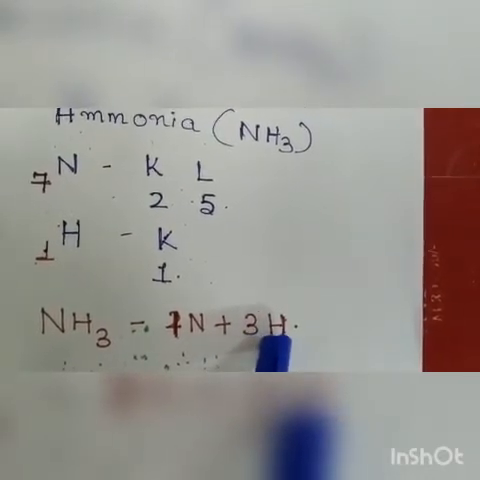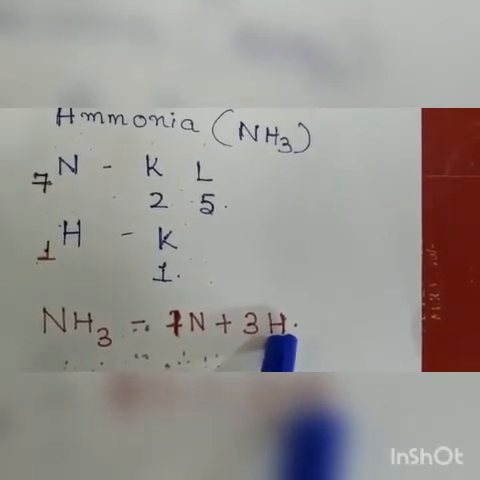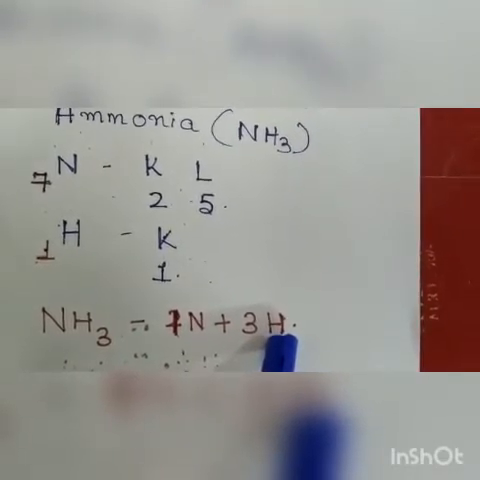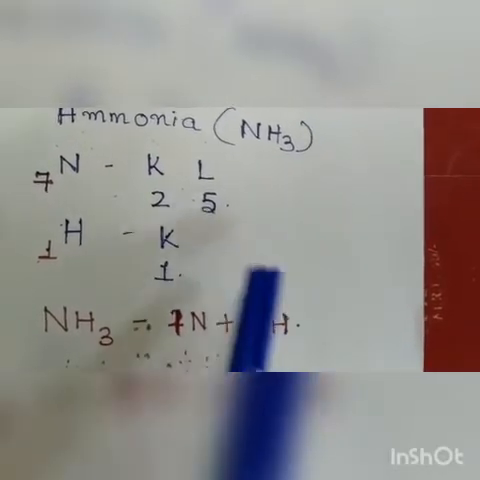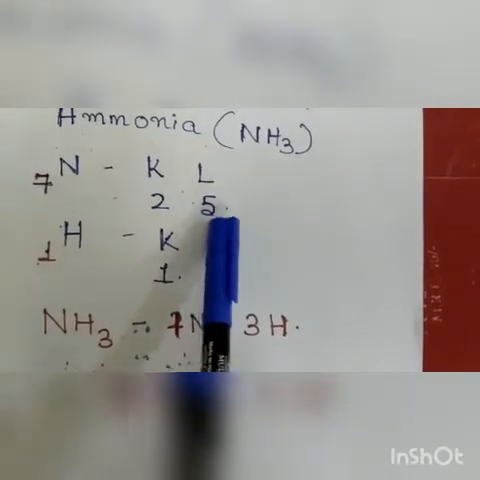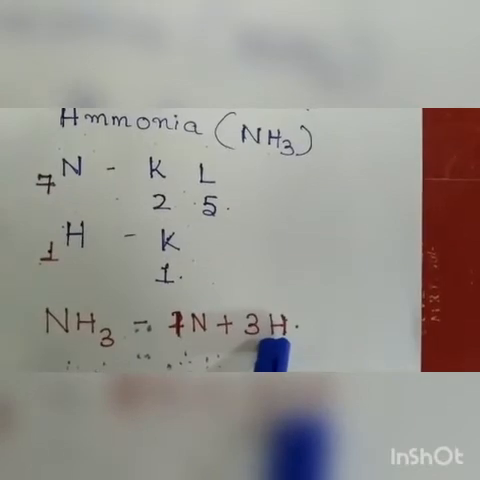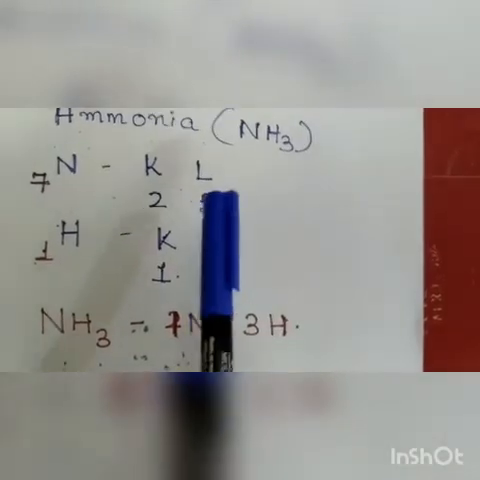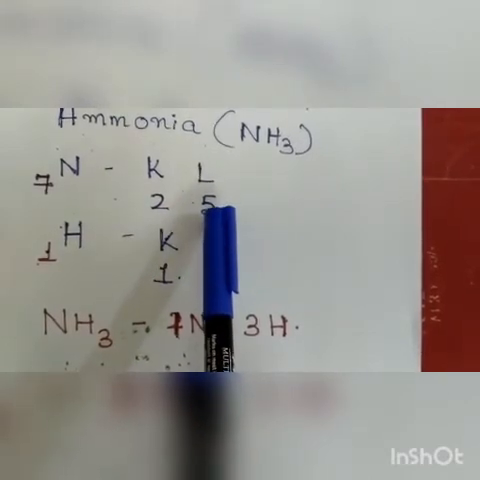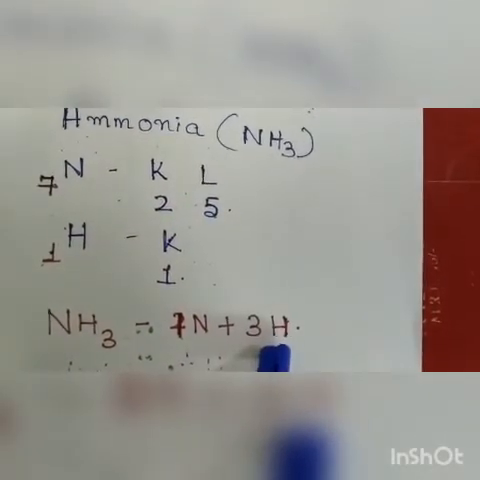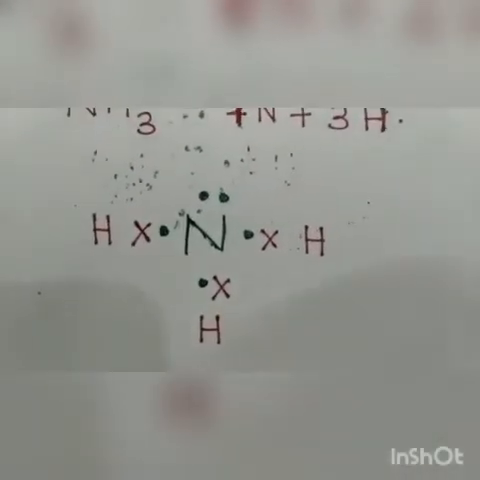So in total, these 3 hydrogen atoms need 3 electrons. Each hydrogen atom needs 1 electron. So in total, these 3 hydrogen atoms need 3 electrons, and nitrogen also needs 3 electrons to complete its last shell. So each of the hydrogen atoms will share 1 electron with nitrogen, and nitrogen will share 1 electron with hydrogen. How? I will show you. Please students, see here.